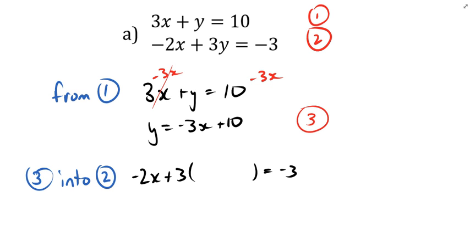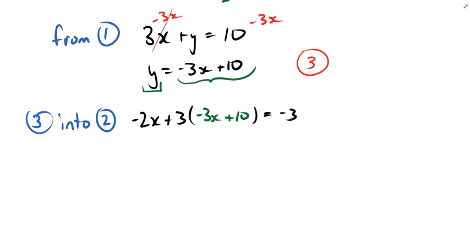So this is what I'm subbing. It's equal to y, which means I'm replacing y in equation 2. So I replace y with the empty brackets, and I put that inside, negative 3x plus 10. So go ahead, you can try to solve that if you like.